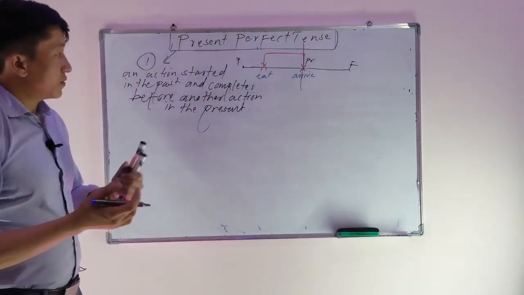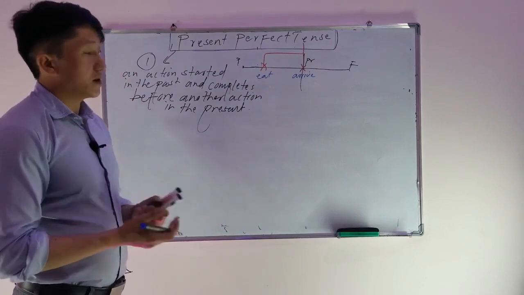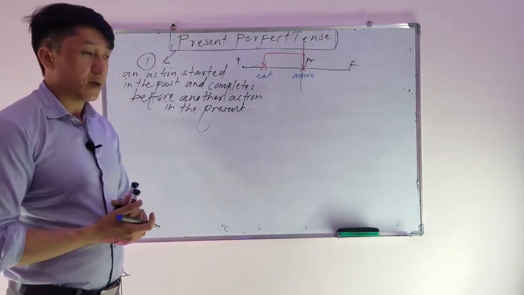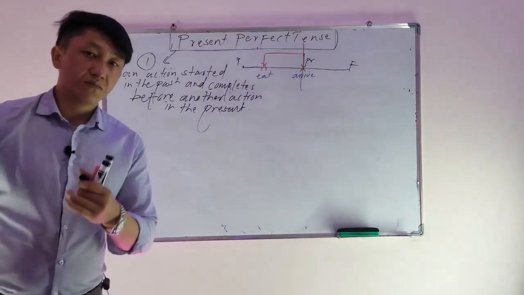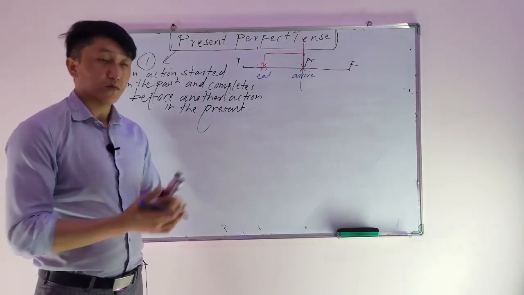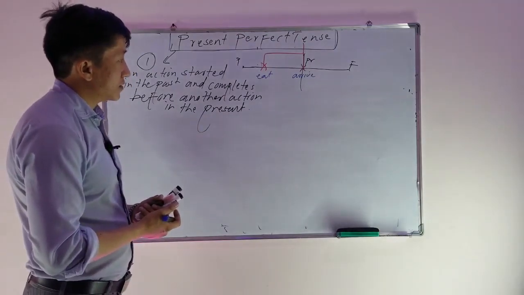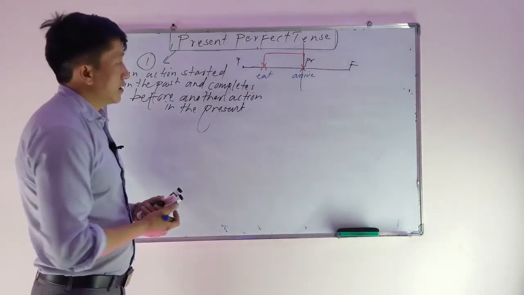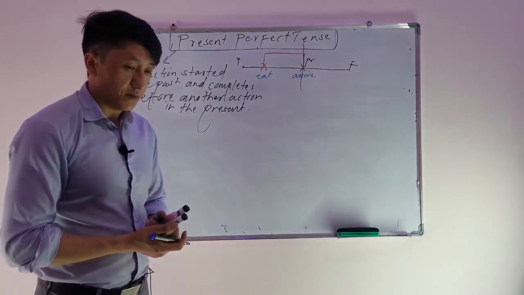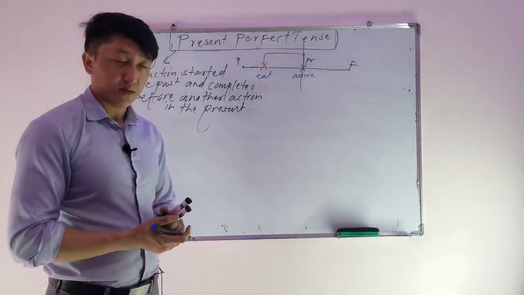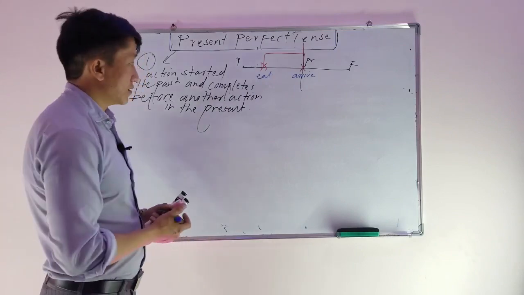Somebody started eating in the past, and when his friends came, or when I came, he finishes. So for example, right now I started eating around 30 minutes ago. So when the people come, I finish it. So here, the action of eating started in the past and it completes before the action of arriving. For the action that has just happened, or when we talk about the result of something finished, we use this structure.